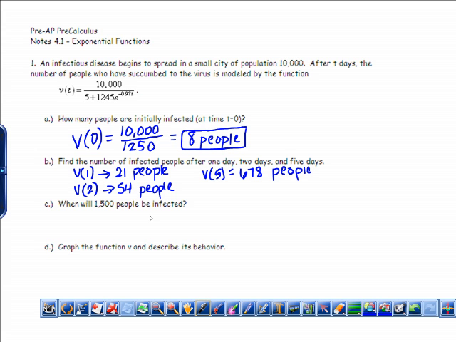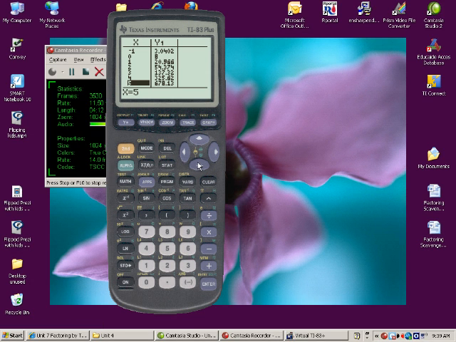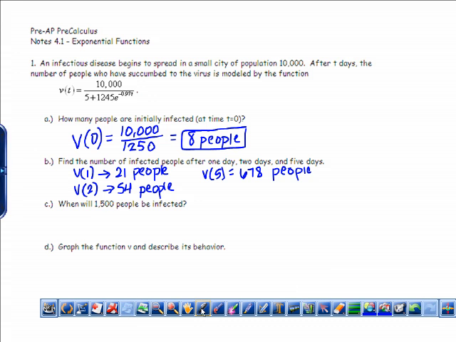Okay, so then it says, when will 1,500 people be infected? Now there's a couple of different ways we can do this. Again, we can go to the table and we can estimate at least. It looks like on the 7th day it's more than that. So we could say between 6 and 7 days. That would be one way to answer it. So let's go ahead and write that down first. This is not a bad way to answer it.